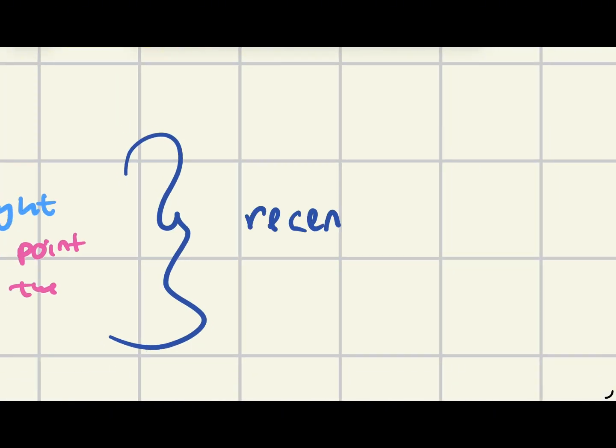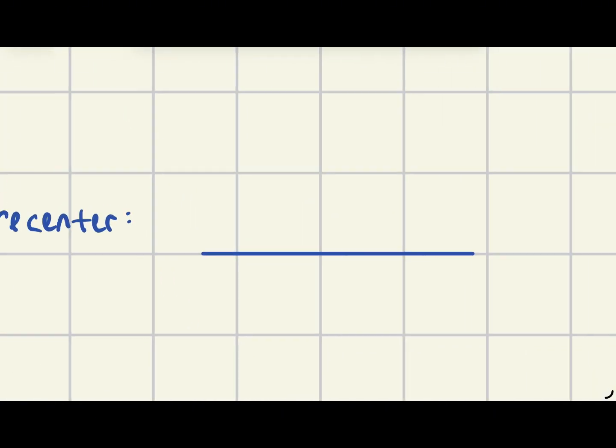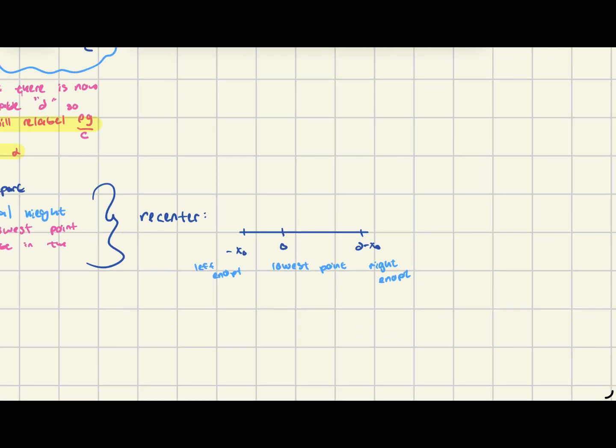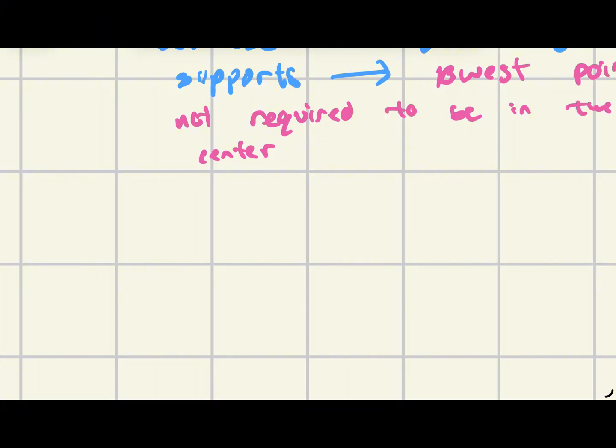And because of this, we're going to relabel our points and redefine them just so it's easier to look at. So we're going to have our 0 at the lowest point. This is an arbitrary distance. We don't know how far it is. And then we're going to have our left endpoint be negative x0, and our right endpoint be d minus x0.